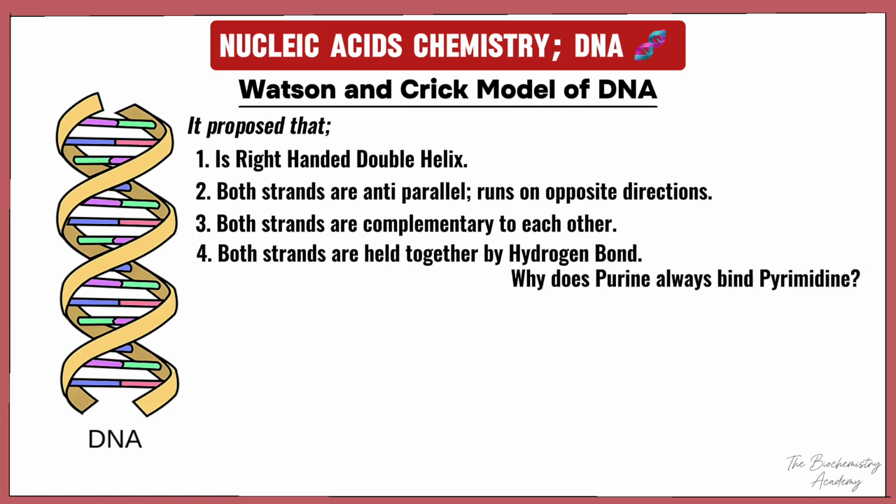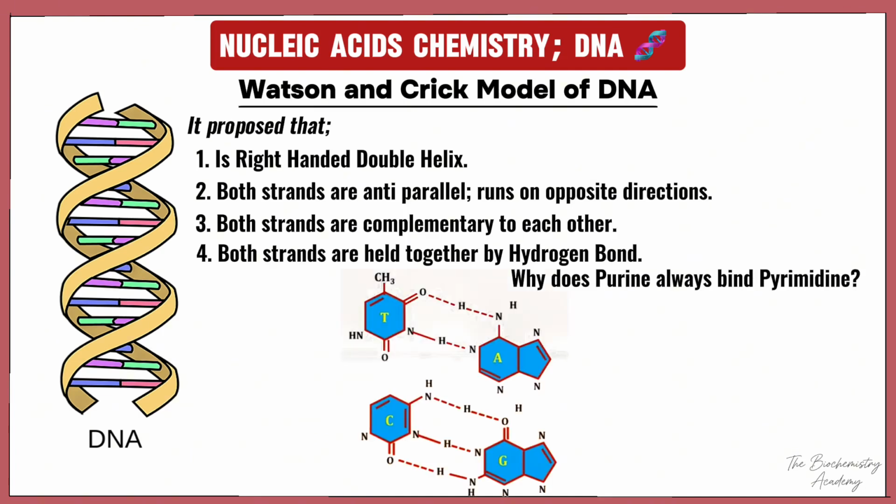Oftentimes, students are asked, why does purine pair or bond with pyrimidine? Now, the reason is that purines always bind with pyrimidine in DNA due to their complementary shapes and sizes, which facilitates effective hydrogen bonding. Purines like adenine and guanine have a two-ring structure, while pyrimidines, such as thymine and cytosine, have a single ring structure. Now, this pairing maintains a consistent width of the DNA helix, which is essential for structural stability.